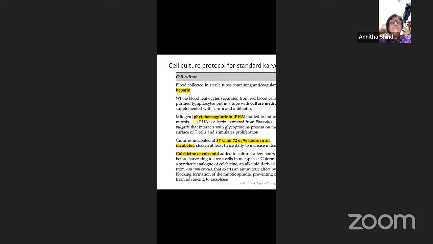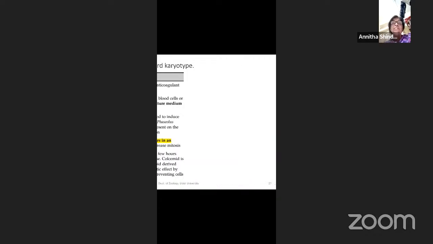Here you have to add a mitogen to arrange the metaphase state, that is PHA, phytohemagglutinin. Then you have to incubate the culture and shake it, and then add the colchicine to the cultures. Okay, this is the procedure that they have given.